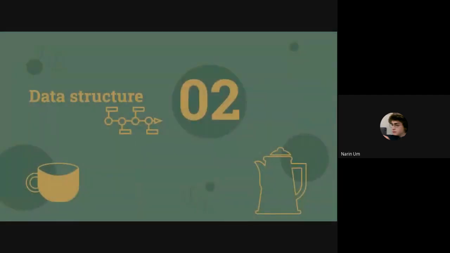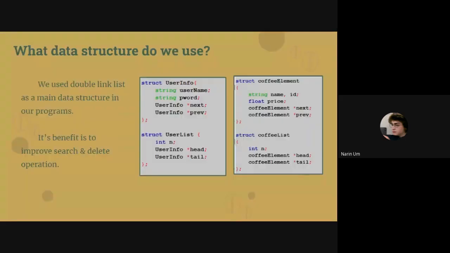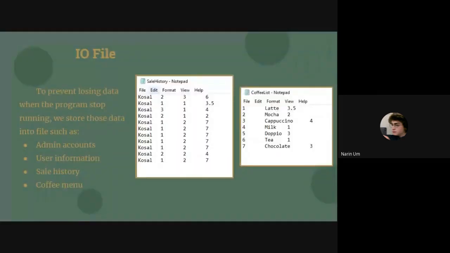Now let's move to the data structure in our program. There are a lot of data structures that we have learned through these terms, such as single linked list, double linked list, stack, queue, etc. And in this program, we choose a double linked list because it can help us to improve on search and delete operation. In our program, we also implement file handling.